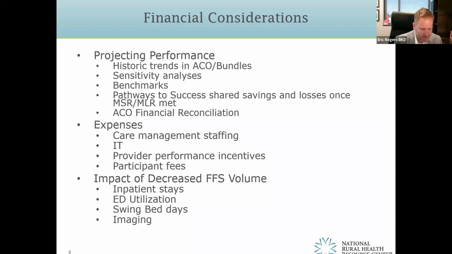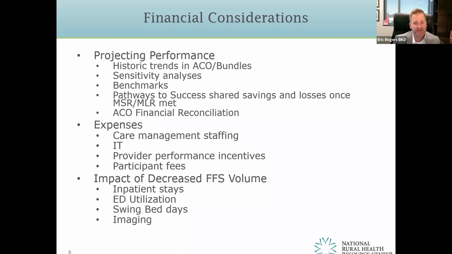Organizations have a number of ways that they try to estimate the financial impact of projecting performance. One way organizations do that is to build in assumptions that are based on the results of similar organizations, what they've been able to accomplish. The good news is on the Medicare side, all of that is publicly available. I would encourage you to go out and look at the 2019 and 2020 ACO results. It's shared publicly from CMS, and you can go out there and see all of the ACOs that are out there, who are the winners and who are the losers.